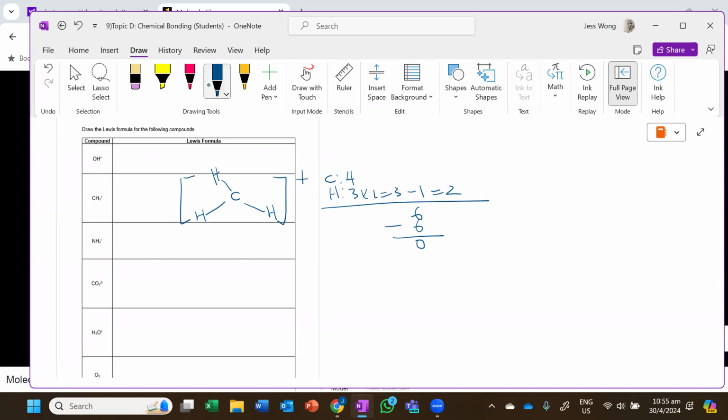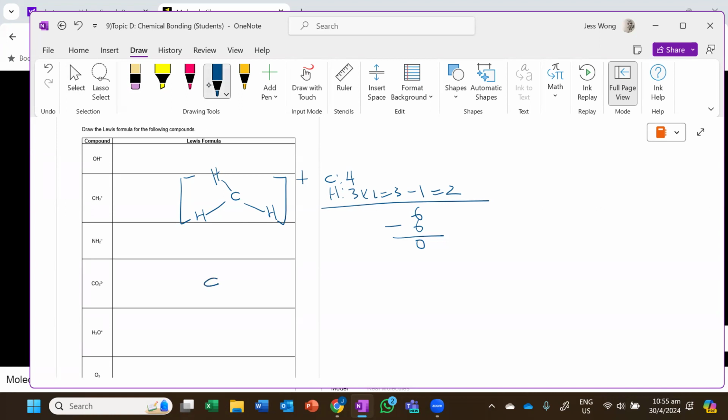Now, in this case it is less than an octet. There's nothing much you can do because you cannot do a double bond, because hydrogen cannot form a double bond, and you really have no more electrons. All right, that's why it's a cation. It's a little bit different.